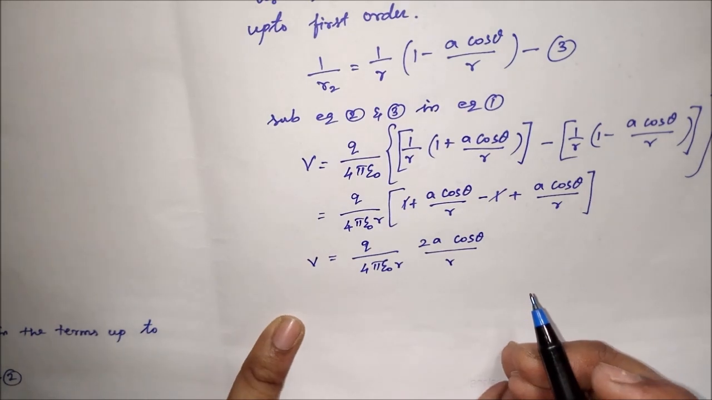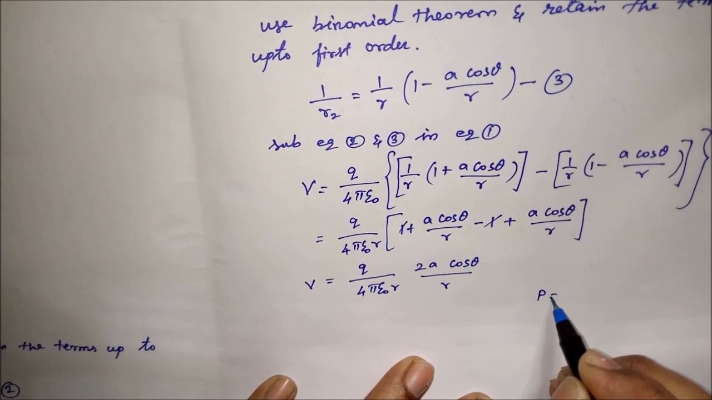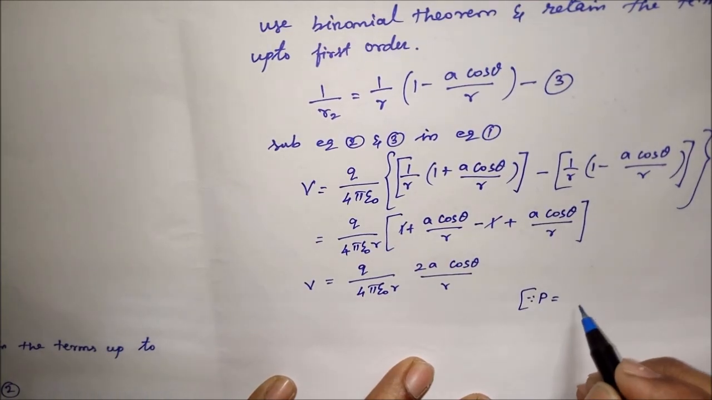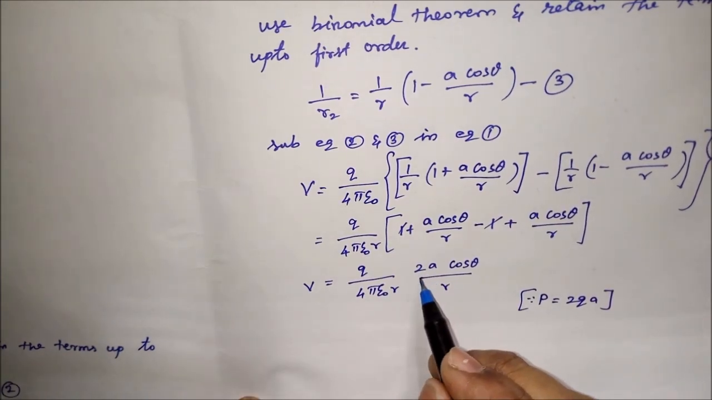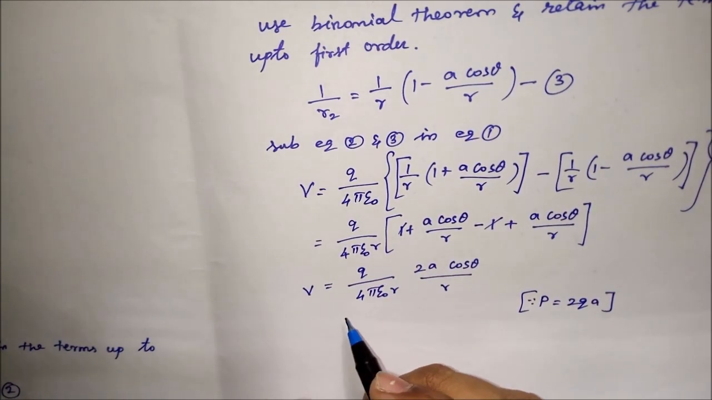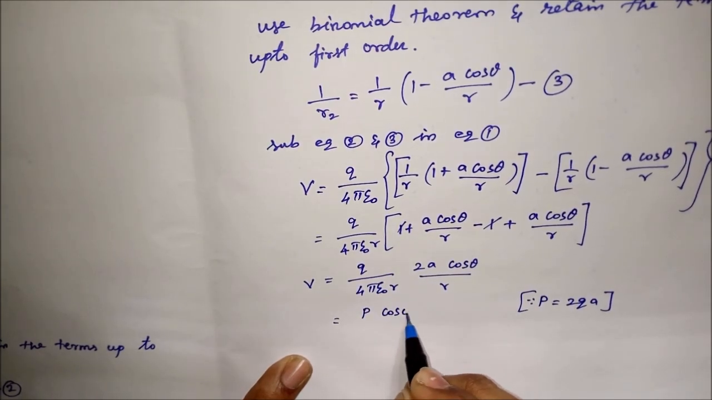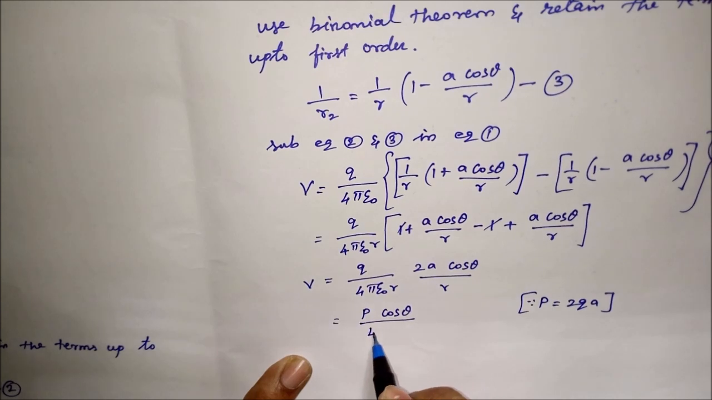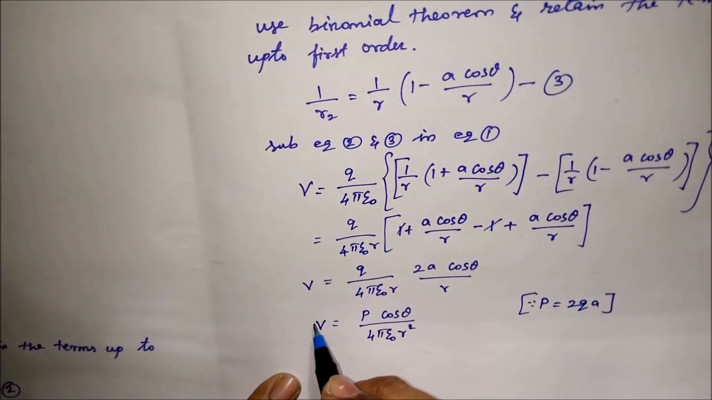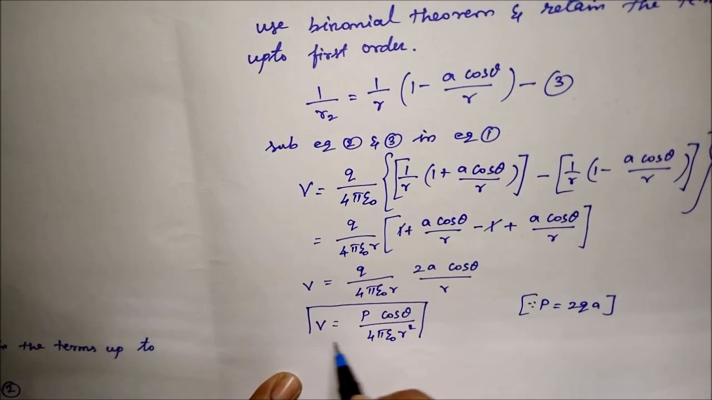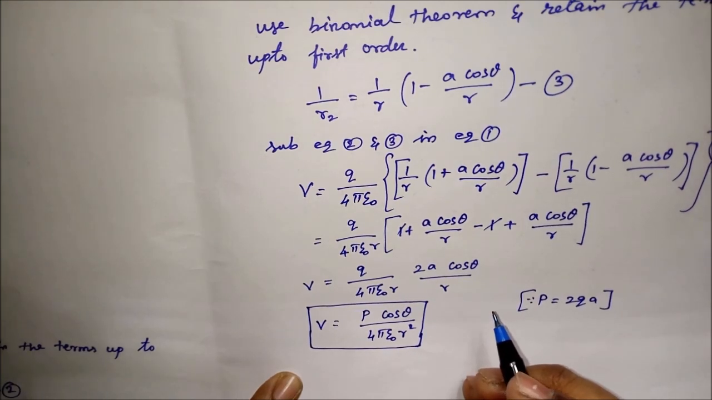Now, as we know, P is equal to 2Qa, so in the above equation we substitute P instead of 2aQ. So V is equal to P cos theta divided by 4 pi epsilon naught r squared. So this is nothing but the total potential developed at the external point due to the dipole.